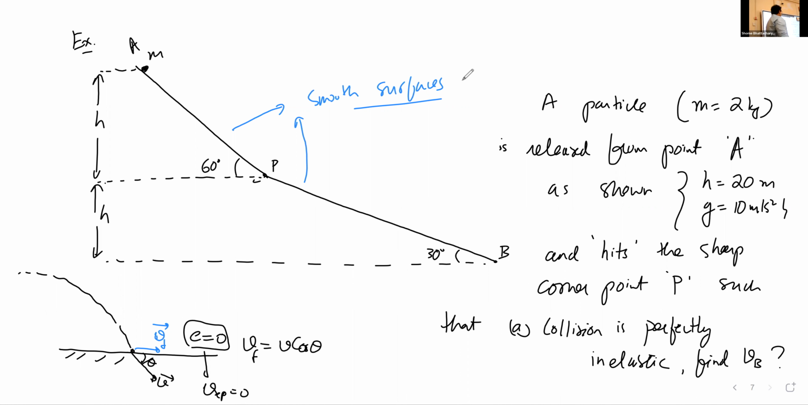Whereas also we'll do a B part of this question where we'll understand that instead if the collision is perfectly elastic, then what kind of range it would have, because then it would bounce off the surface.